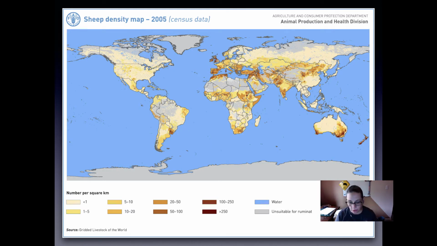All right, let's take a look at global sheep production. When we take a look at sheep production globally, the graph that I have actually shows the sheep density map, the numbers of animals per square kilometer. And the darker areas represent an increased sheep density, more animals per square kilometer than the lighter colored areas. Anything that's gray is really either unsuitable for ruminants or there's no data.